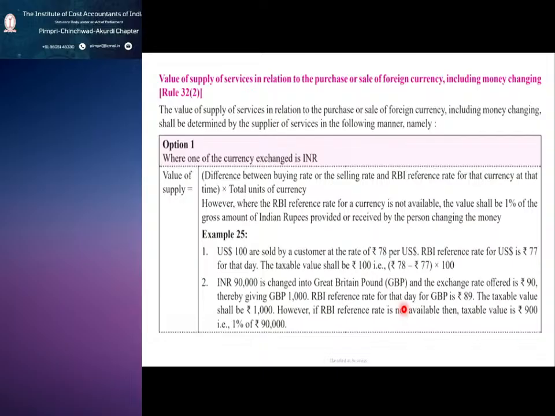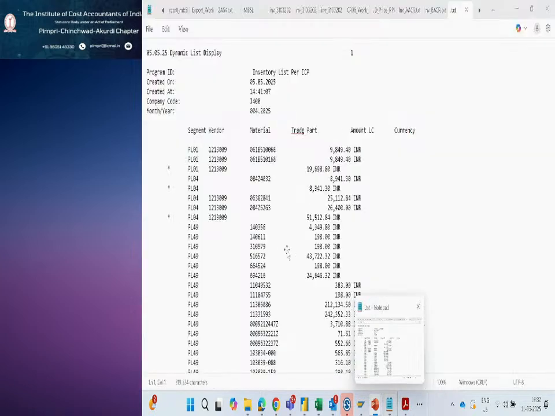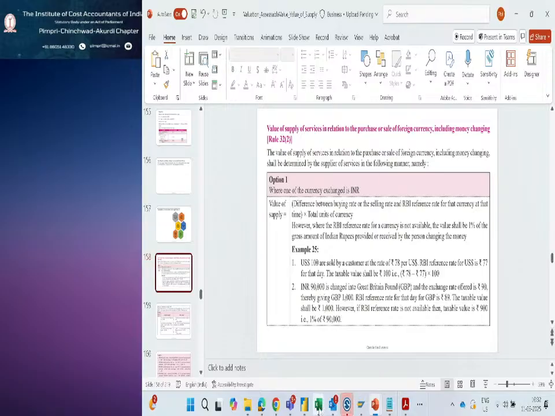So shall we try this problem? Do you want me to open Excel and we'll see? We will see, because these specific ones are very important.